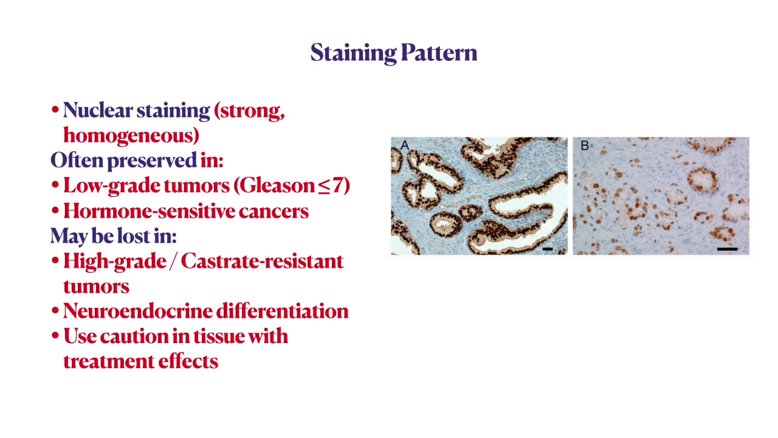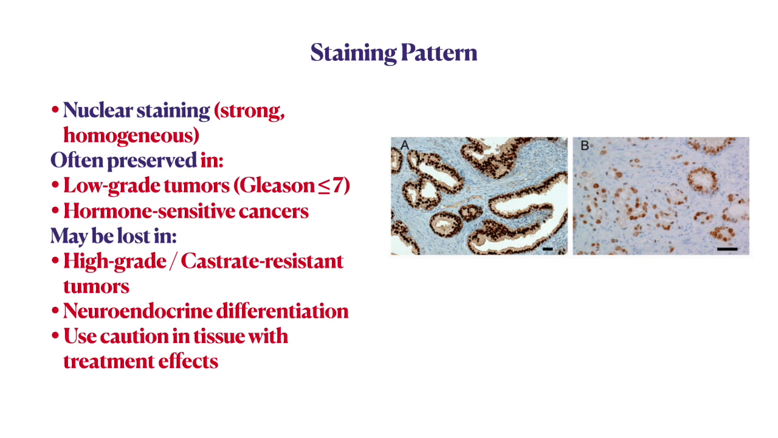It is preserved in low-grade tumors. So in benign prostatic glands and your low-grade prostatic adenocarcinomas, it shows almost 100% positivity. It is lost usually in high-grade tumors or tumors with neuroendocrine differentiation. Therefore, in such tumors, even if you see NKX3.1 negativity, we have to interpret it with some caution.